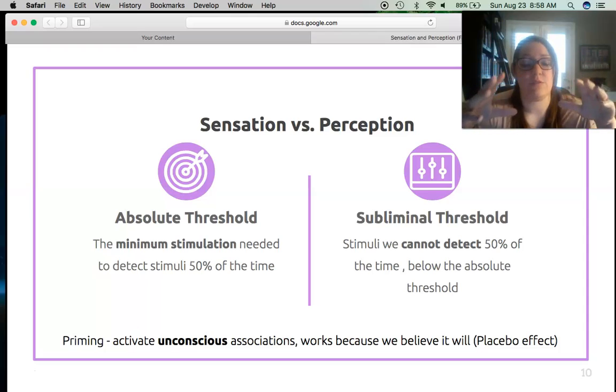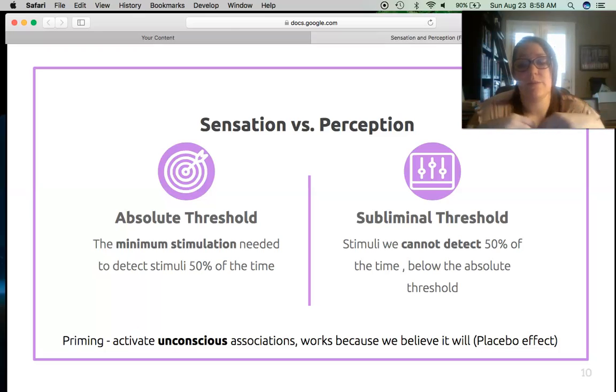And we're going to talk about this a little bit later when we talk about hearing, what it takes for us to get there. Same thing with light. If we're in a dark cave and we're hiking, the absolute threshold is the minimum stimulation I need to see light at the end of the tunnel when I'm coming back out of the cave. On the other side of that is the subliminal threshold, and that's the stimuli that we cannot detect 50% of the time. It is below that absolute threshold.